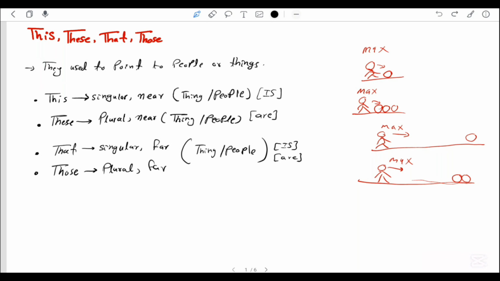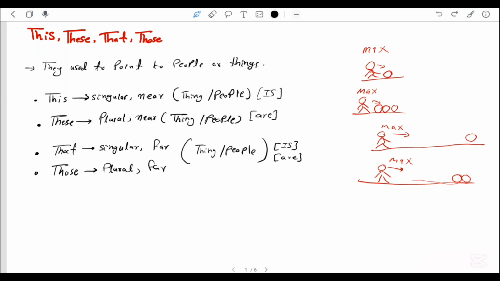We use these with are, like these are, right? For example, again we have Max, and Max sees some balls, but instead of one ball there are three balls, or it might be two balls, but here we have three balls. So if Max wants to point out the balls, he will say these are the balls, because there are three balls and the balls are near to Max.